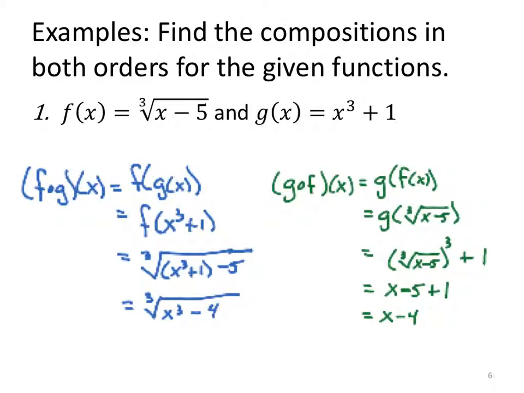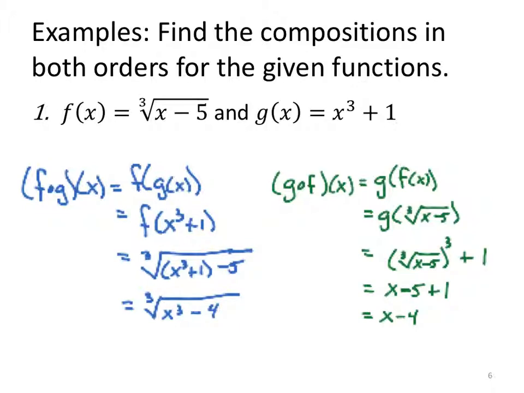So let's find the compositions in both orders. You know, when we add two things, it doesn't matter the order we add in, the commutative property holds. When we multiply two things, unless they're matrices, it doesn't matter which order we multiply in because of the commutative property. But subtraction and division, order matters. So composition, we need to find out, does order matter?